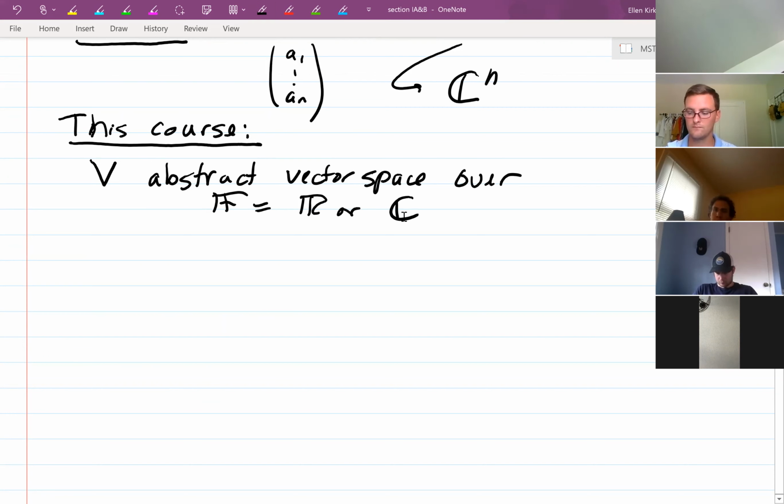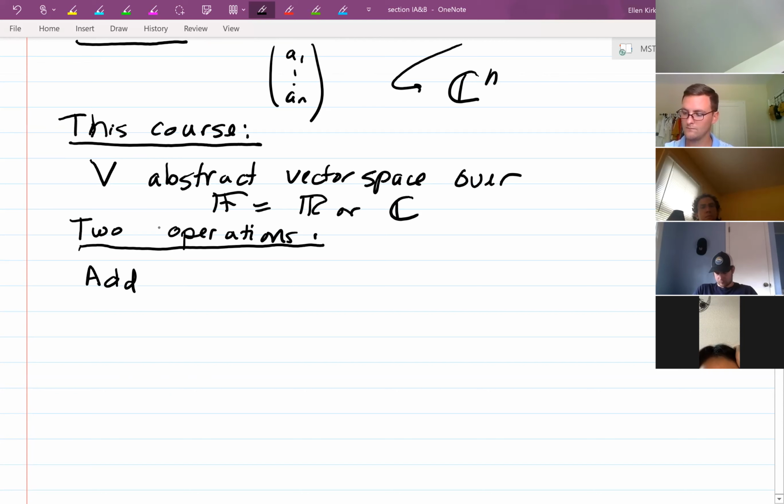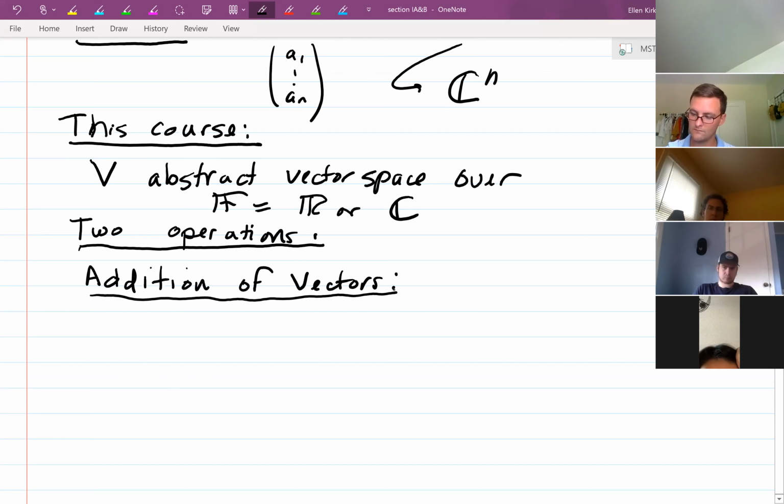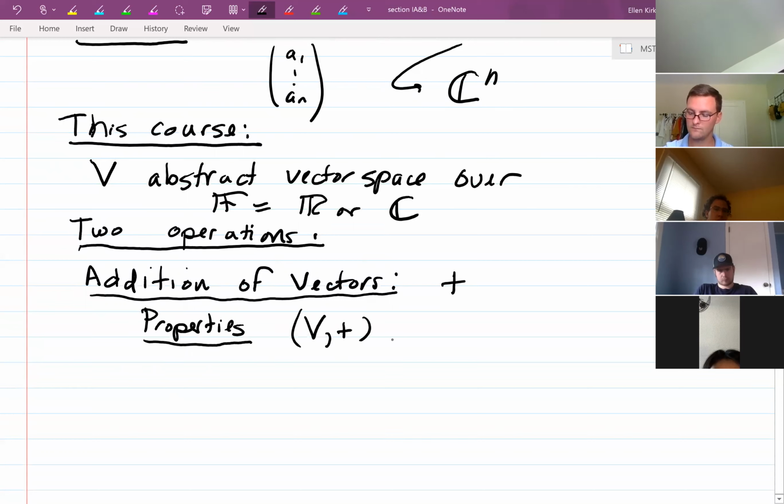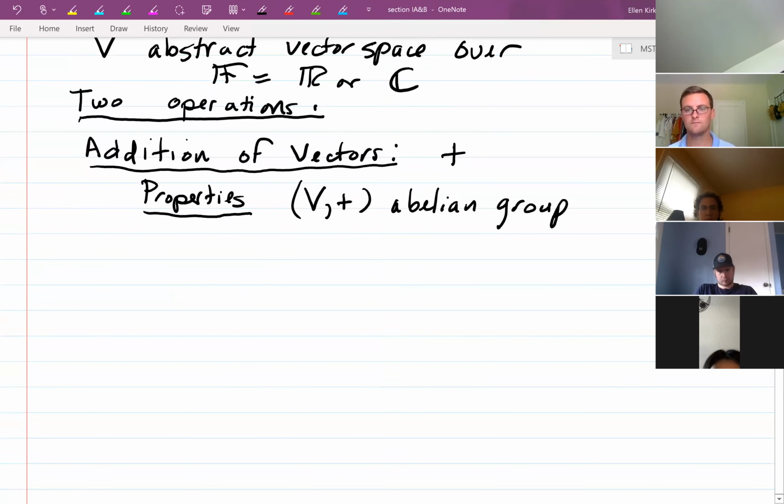Okay, so what does that mean? They don't have to be these n-tuples anymore. It's any set. So this is a set with two operations. One is addition of vectors, so there has to be an addition defined on this set. You have to have some rule for combining them under an operation that you call addition, and that'll be with a plus. And that's got a bunch of properties, summarized by, if you know the language, V with plus is a so-called abelian group. Now, if you don't know it, I'm about to tell you what in fact that means.